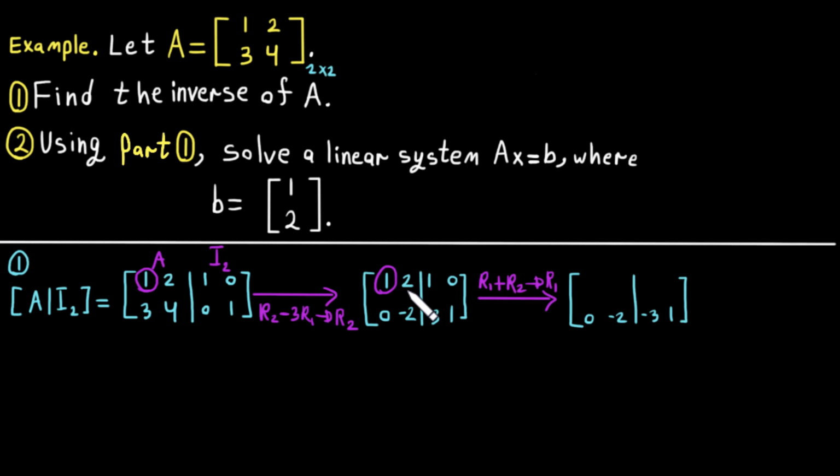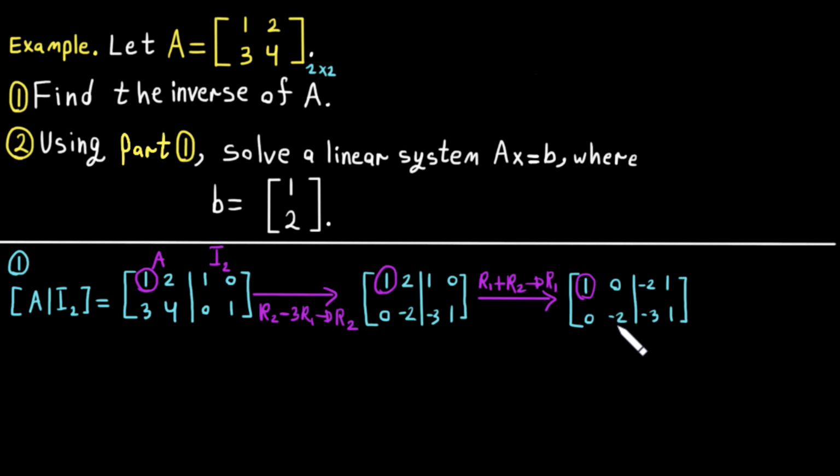And you can see here now it's very simple. So let's add row 1 with row 2. 1 plus 0, which is 1. 2 plus -2, which is 0. 1 plus -3, which is -2. 0 plus 1, which is 1. You can see now it's very simple.